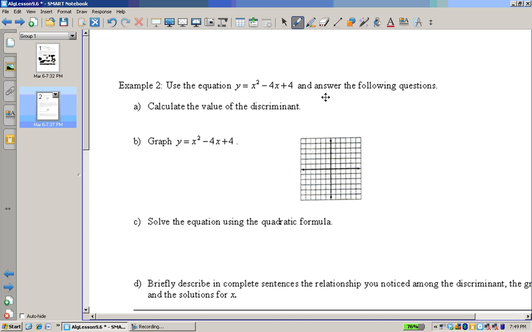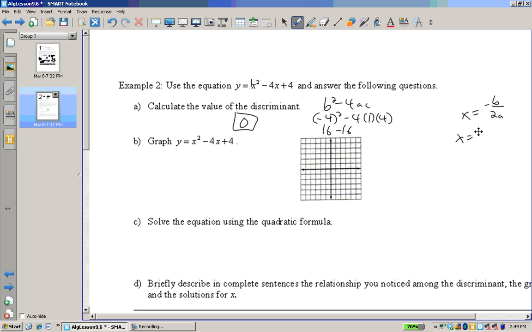The value of the discriminant, b squared minus 4ac, well, b is negative 4, a is 1, and c is 4 this time. That's 16 minus 16, or 0, so the discriminant is 0. Let's see if anything changes on the graph. Well, we still have to do x equals the opposite of b over 2a. That's going to give me the x-coordinate of the vertex.